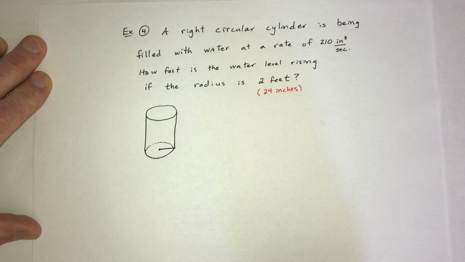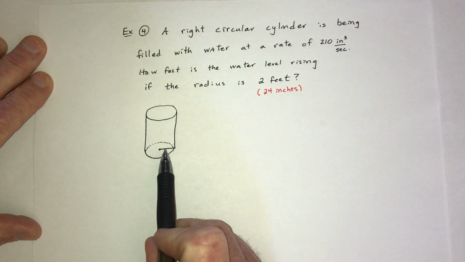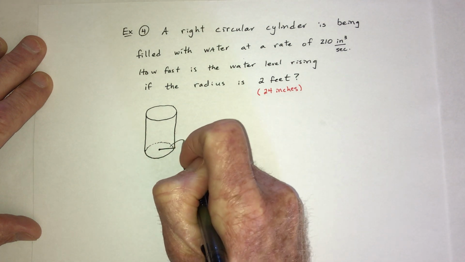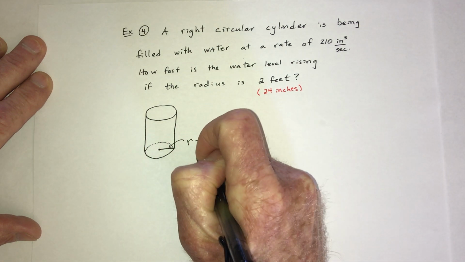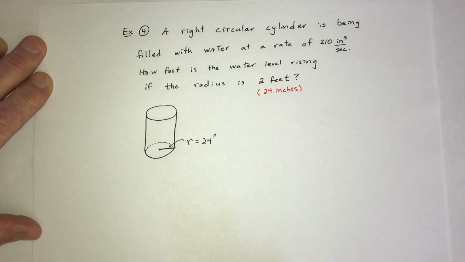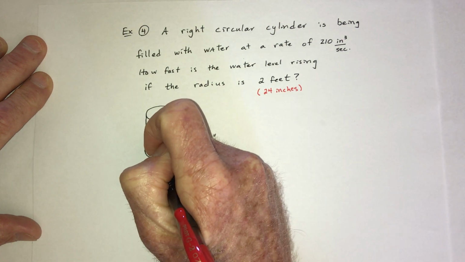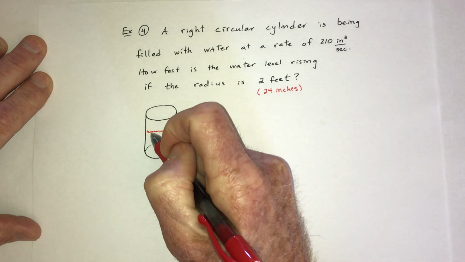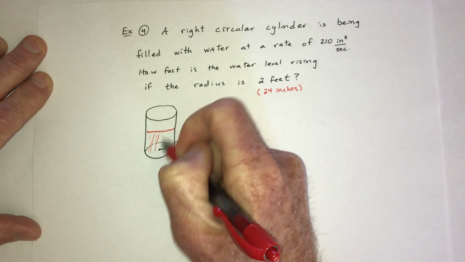Now on these pictures, as I mentioned before, if something's going to change, you have to use a variable. If it's going to stay the same, you could use the number. Well, as you fill this thing up with water, it's not going to change the radius. So that means that right here for the radius, we can just use 24 inches. Now what is going to change is the water level. So let's say that this is the water. So all of this is the water.